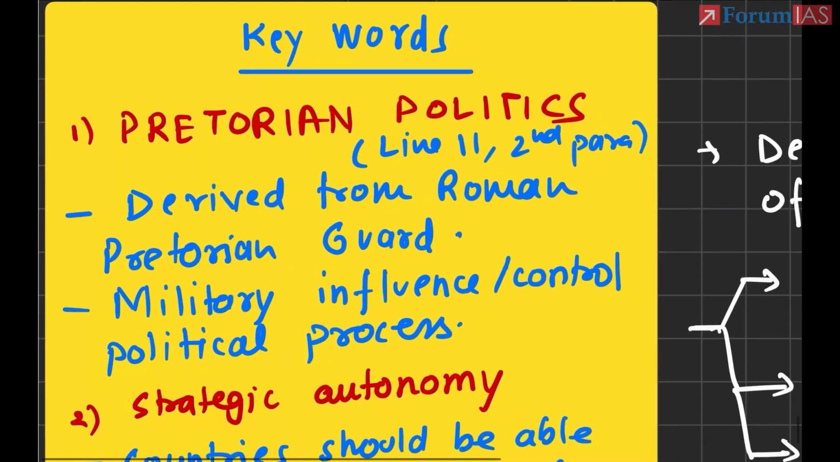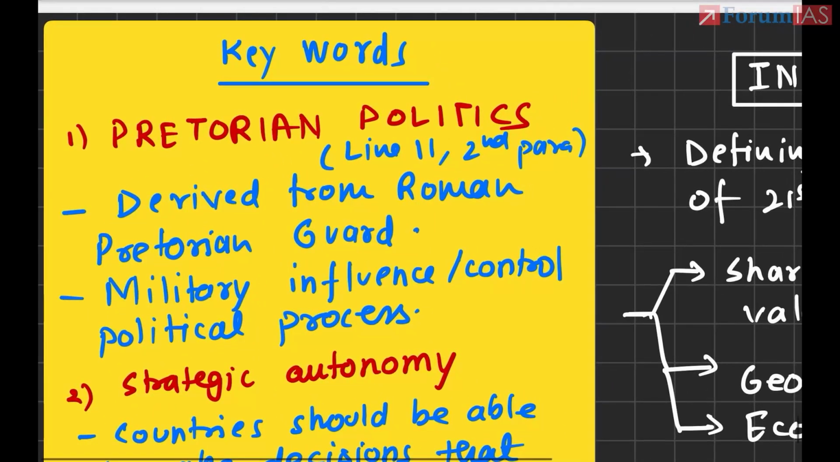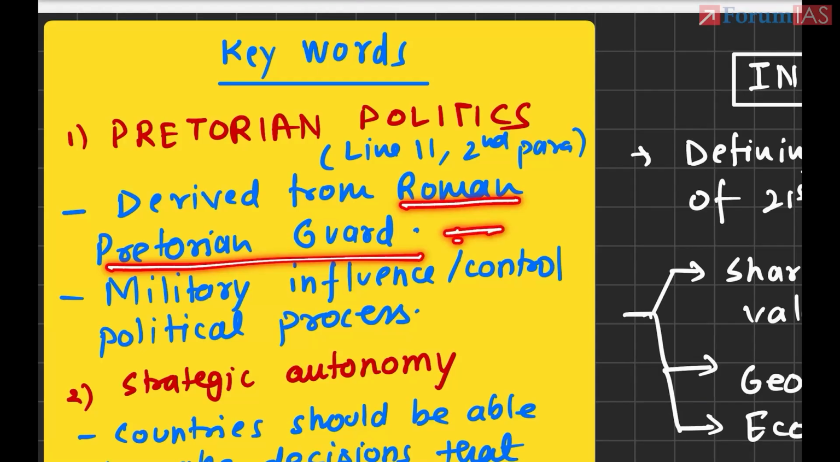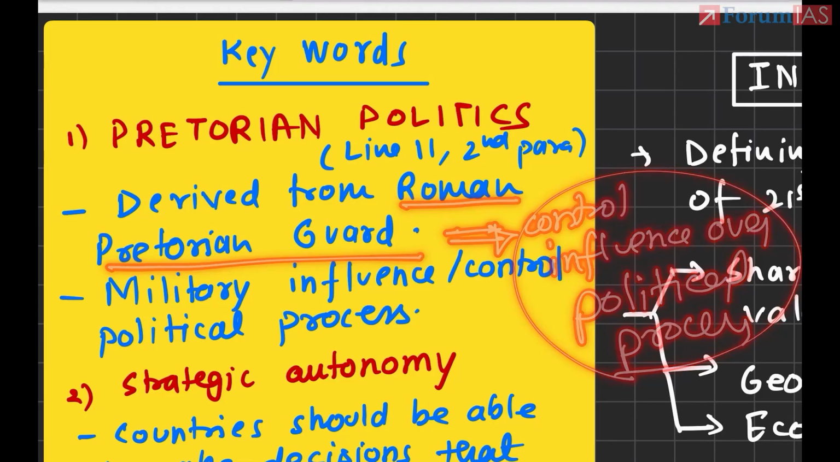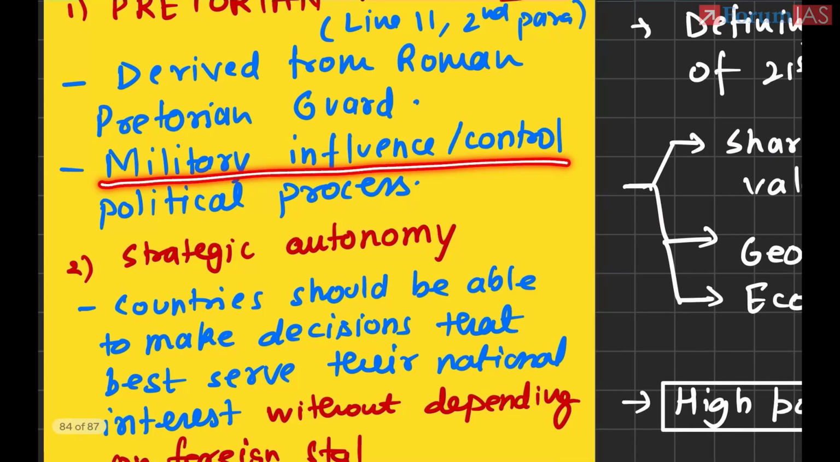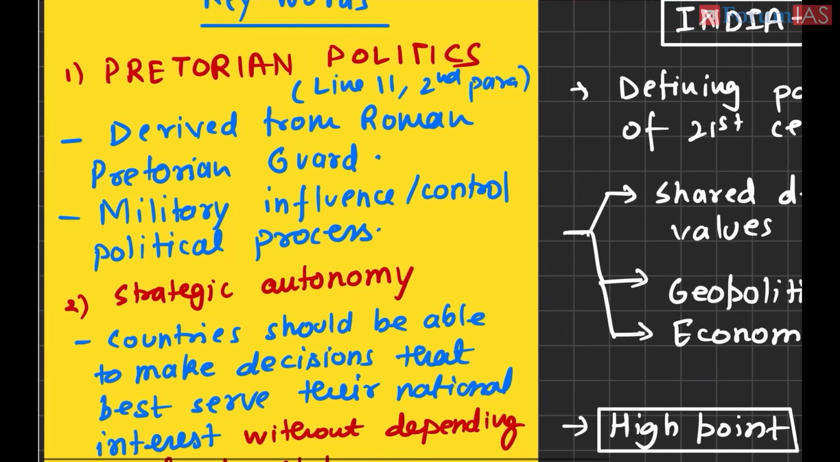This word Praetorian politics is derived from the Roman Praetorian guards. Those Roman Praetorian guards had excessive control or influence over the political process. So it fits present Pakistan, because the Pakistan military influences and controls the political process in Pakistan. So this is the meaning of Praetorian politics.